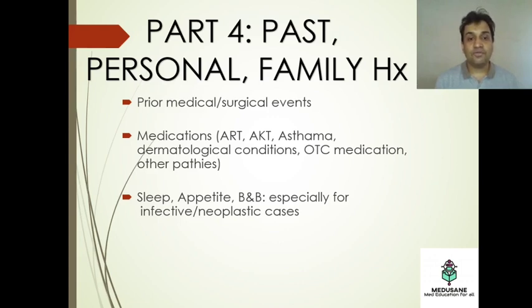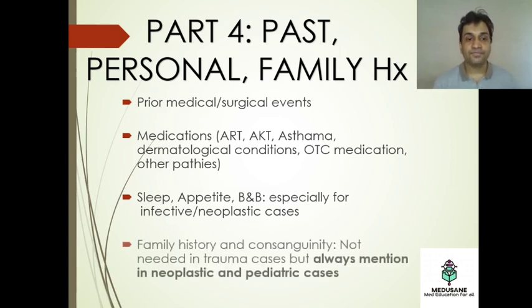But in case of infective or neoplastic cases which will lead to a prolonged and a chronic catabolism, sleep, appetite and bowel and bladder, also weight loss and loosening of clothes in case of tuberculosis becomes an important finding. Moving on, family history and consanguinity will not be very important in case of an acute trauma case, but in case you have a case where the child is of a pediatric age group and the patient has some sort of a congenital deformity or a neoplastic etiology, then all these genetic related factors will come into play.